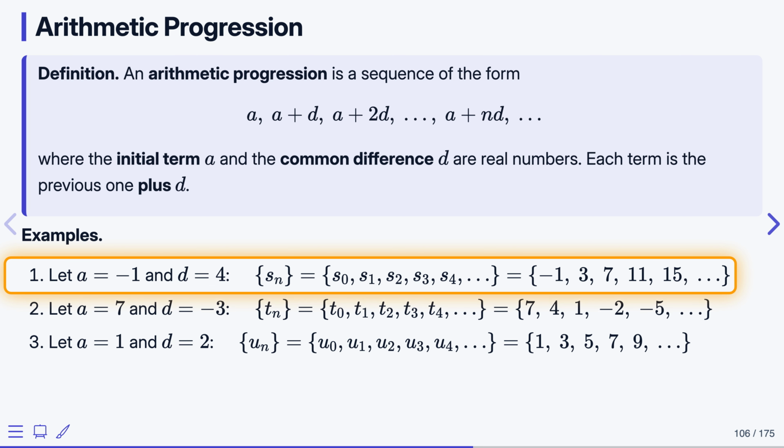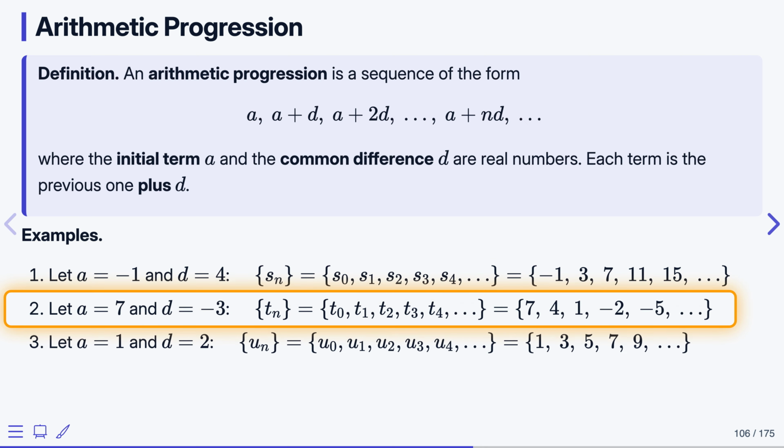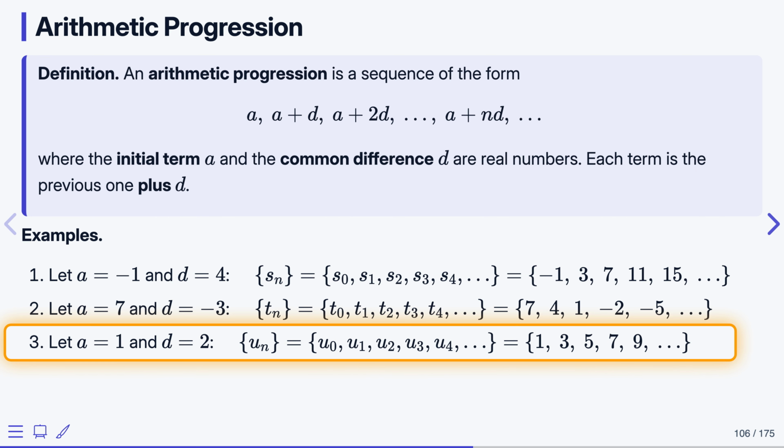In the first, a is minus 1 and d is 4. Adding 4 each time gives minus 1, 3, 7, 11, 15. In the second, a is 7 and d is minus 3. Subtracting 3 each time gives 7, 4, 1, minus 2, minus 5. In the third, a is 1 and d is 2, which gives the odd numbers 1, 3, 5, 7, 9.